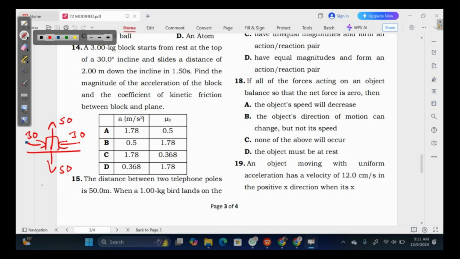Won't it be just stationary? It's going to be stationary. It's not going to move because the forces in the y direction are the same, and the forces in the x direction are the same. This is pointing up, this is pointing down, meaning it's going to be 50 minus 50, 0. 30 minus 30, 0. So if the net force is 0, the object is not going to move. The object must be at rest. So the correct answer is D. There is no debate about that one.